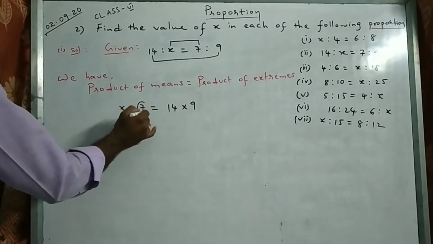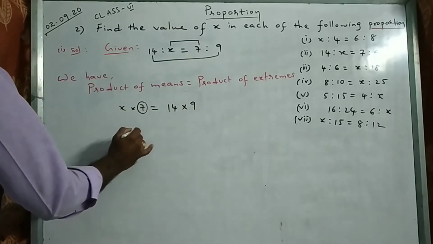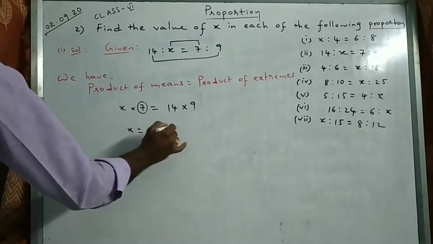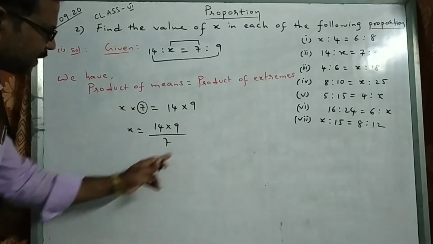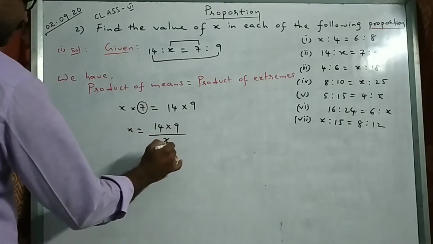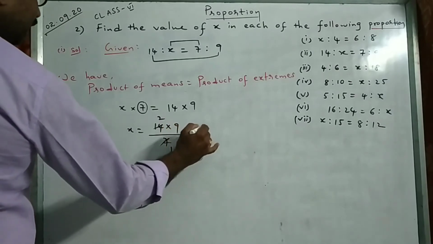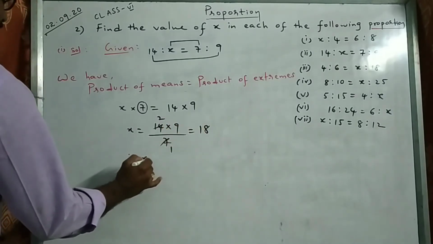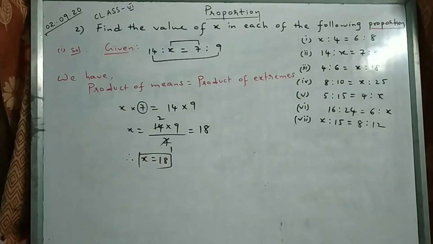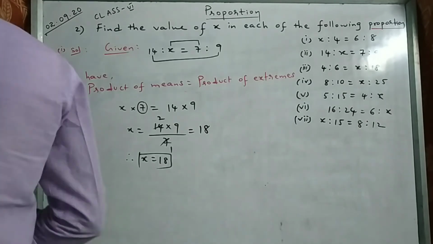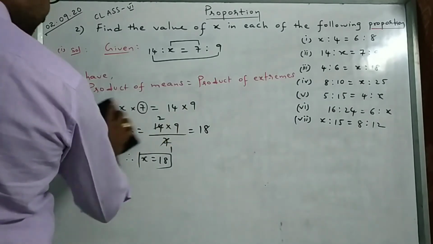So I want the x value, so 7 goes that side. What will you get here? 14 into 9 upon 7. Because it is in multiplication, if you send it that side, it will be in the division. So 7 ones are 7, 7 twos are 14, 2 nines are 18. So therefore x value is 18, right? Therefore, next problem we will see.